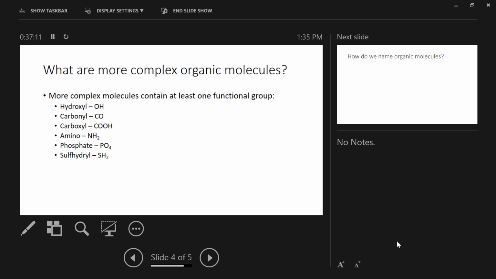And so that's why you don't need to know how to name these complex organic molecules yet, unless you go and study chemistry or biology at the university level, at which point you'll take organic chemistry and you will name lots of organic molecules.